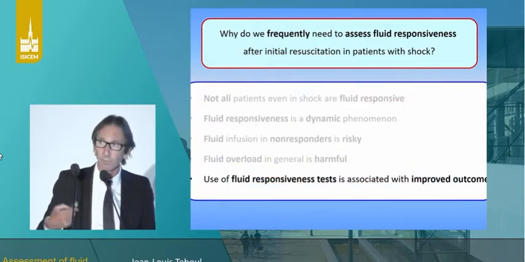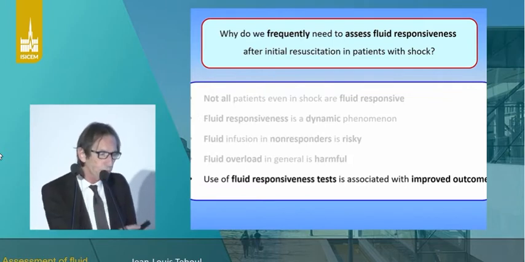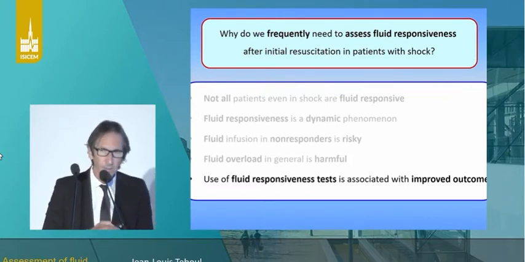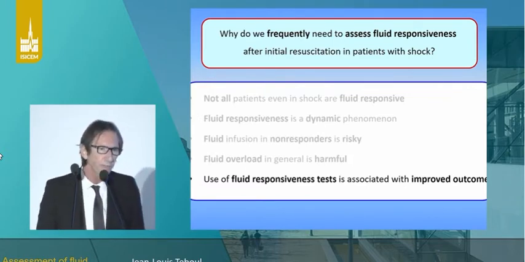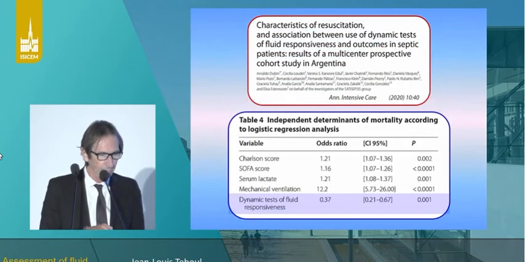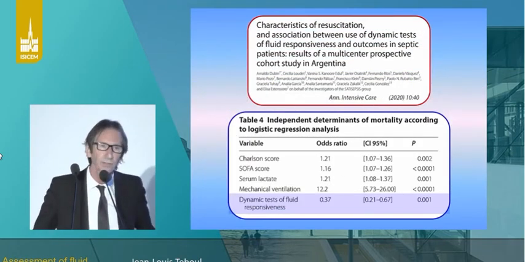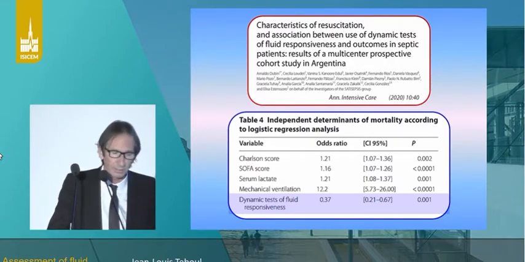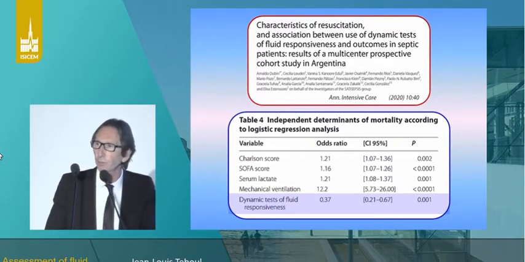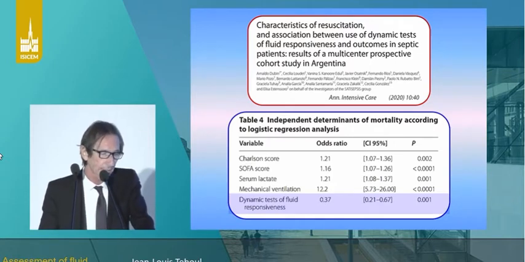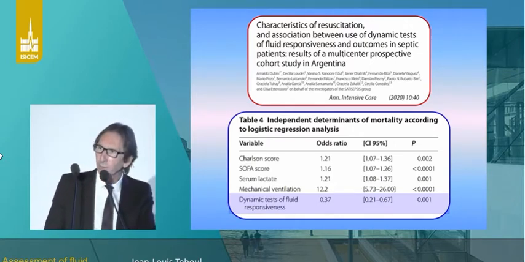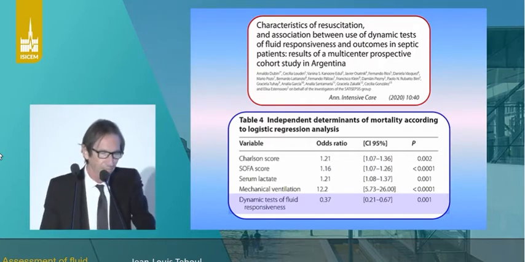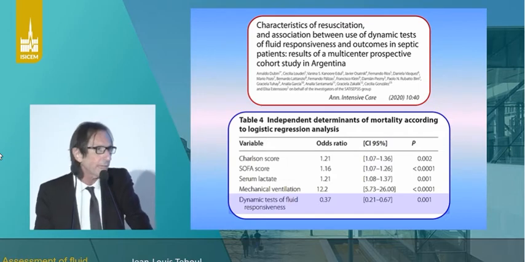And the fifth reason is that the use of fluid responsiveness tests could be associated with improved outcome. And I like to refer to this recent study by the group of Arnaldo Dubin and co-workers from Argentina. It is a multi-center prospective cohort study. And what was interesting is that the use of dynamic tests of fluid responsiveness was independently associated with a better outcome, with survival, which is interesting to know.